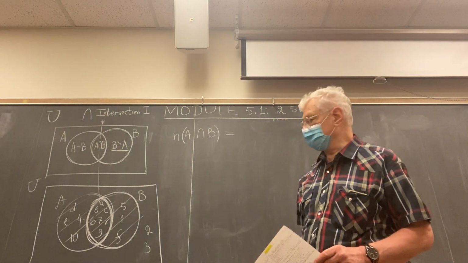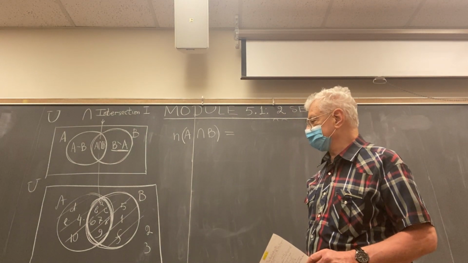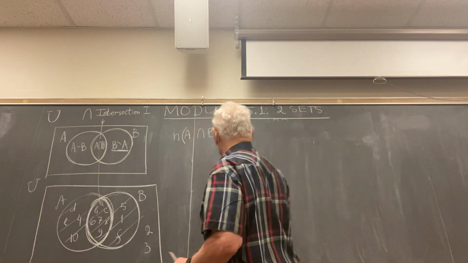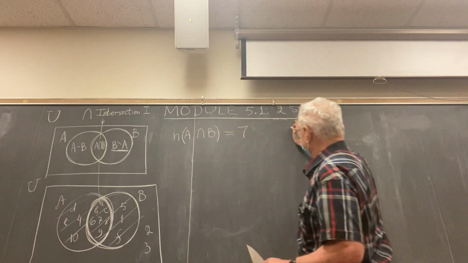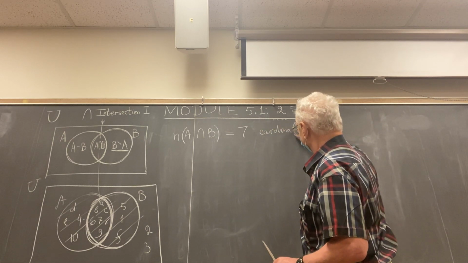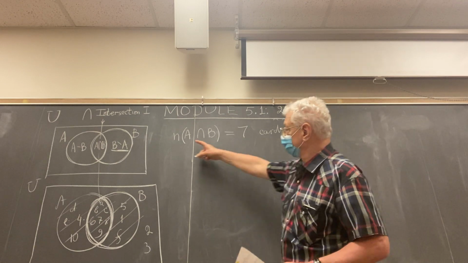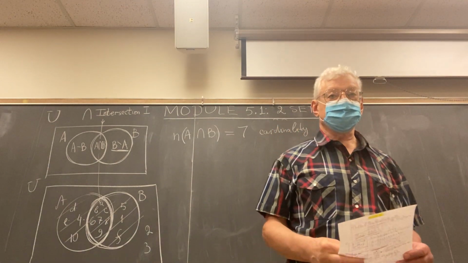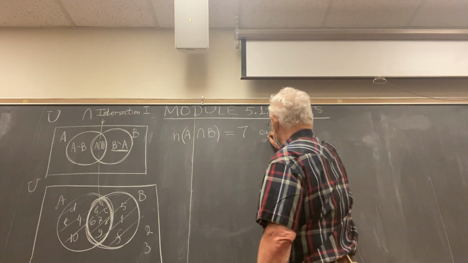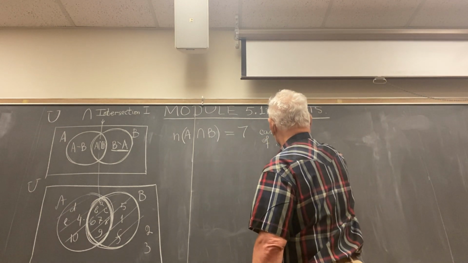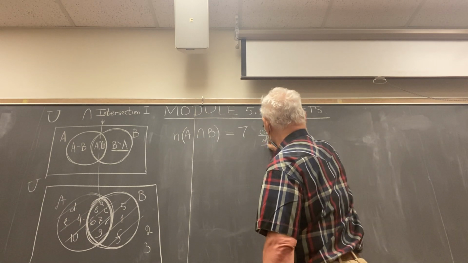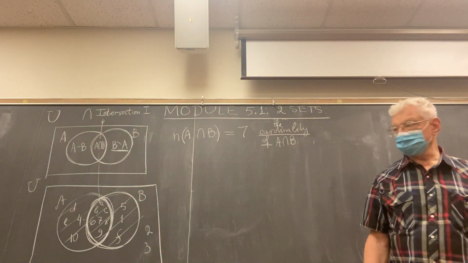Count them. 7: 1, 2, 3, 4, 5, 6, 7. So we just try this one. It's called cardinality: the cardinality of this set is the number of elements. The cardinality of A intersection B is 7, the number of elements.